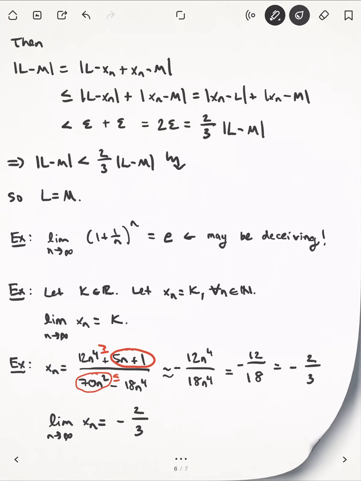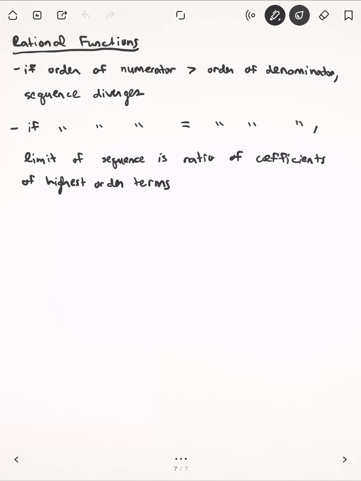So, a la the previous example where we had a rational function with the order of the numerator equal to the order of the denominator, and so the limit was just the ratio of the coefficients of the leading order terms. If order of numerator is less than order of denominator, the limit of the sequence is 0. Okay?